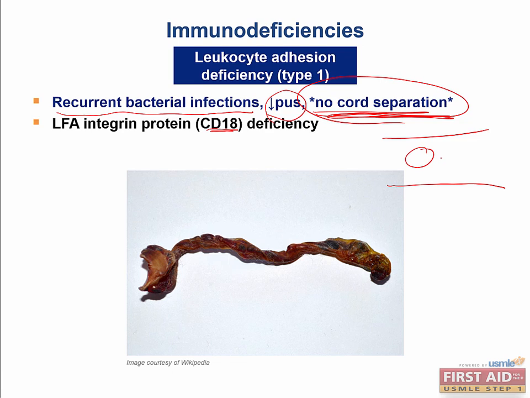So they need to attach to something to stick to the sides of blood vessels and exit into tissue to go fight infections. Otherwise, you'll have recurrent bacterial infections. And to help the umbilical cord separate by releasing all of the reactive oxygen species and detaching this little guy.